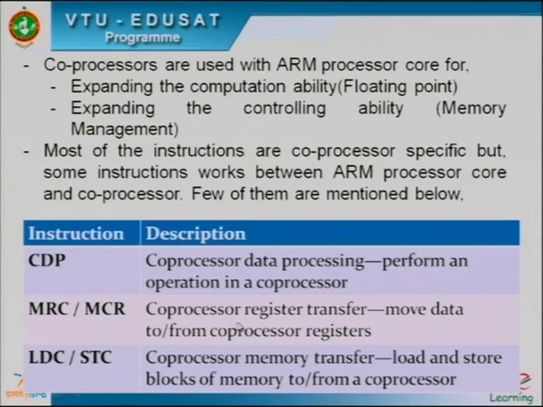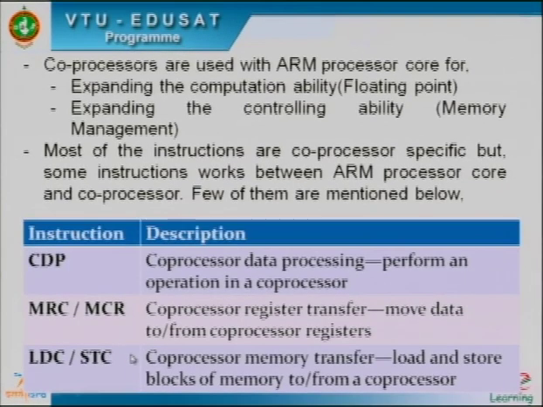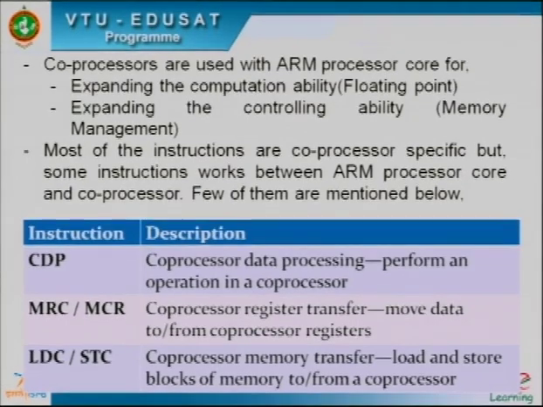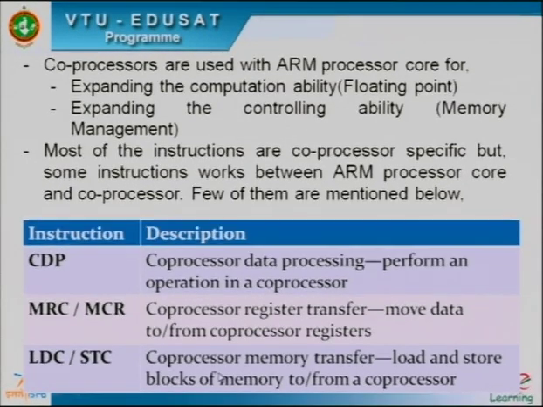MRC or MCR: coprocessor register transfer. Move data from coprocessor registers to the main processor core, or from the main processor core to the coprocessor registers. LDC and STC: coprocessor memory transfer. These are load store instructions which work between the coprocessor and the memory. Coprocessor memory transfer: load and store blocks of memory to or from a coprocessor.